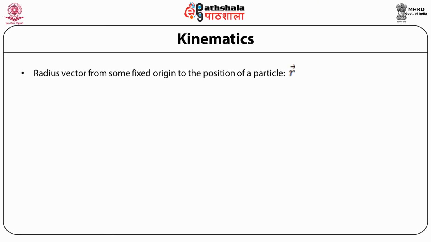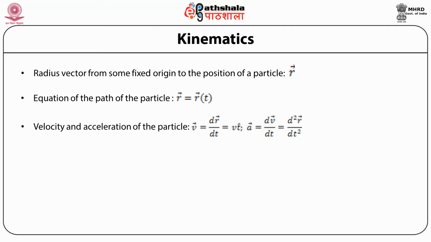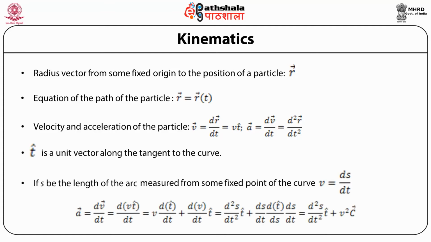Kinematics. Let r vector be the radius vector from some fixed origin to the position of the particle. The equation of the path of the particle is r vector equals r vector as a function of t. Velocity and acceleration of the particle are defined as v vector equals dr vector by dt equals v t cap. A vector is equal to dv vector divided by dt equals d square r vector divided by dt square, where t cap is a unit vector along the tangent to the curve.